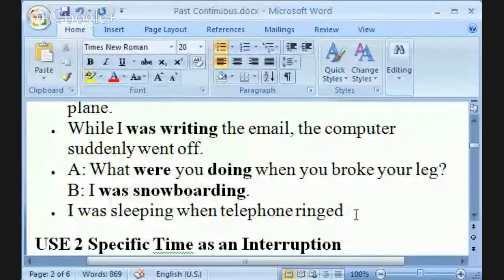But of course, ring is an irregular verb. Ring, rang. Yeah, that's it. An irregular verb. And since it's very obvious that you're talking about the telephone that is near you when you're sleeping, we have to use the, because we can tell which telephone it is. It's obvious. So very good. I was sleeping when the telephone rang. That's it. Excellent. Very simple. An interrupting action.